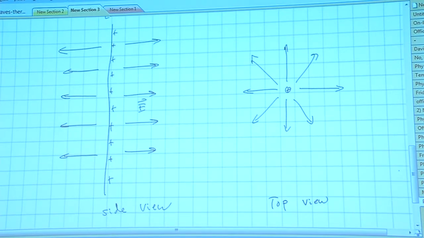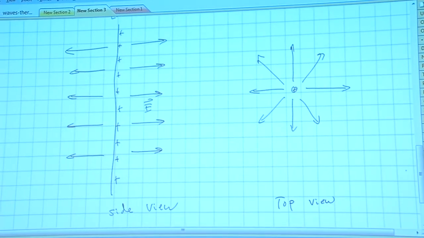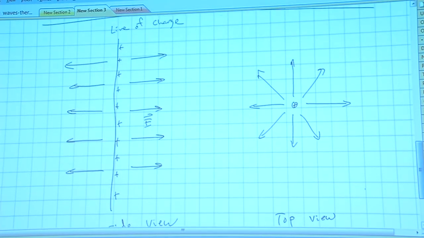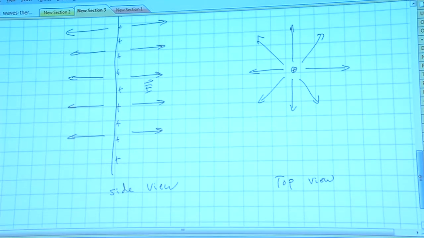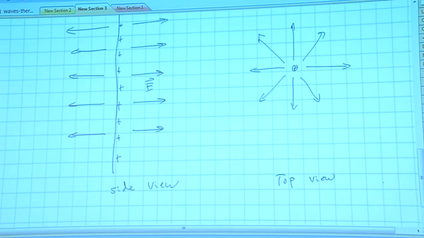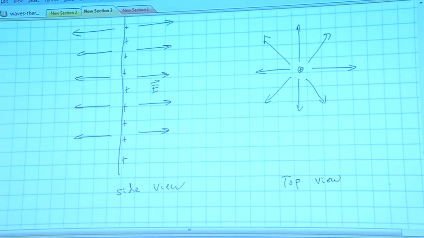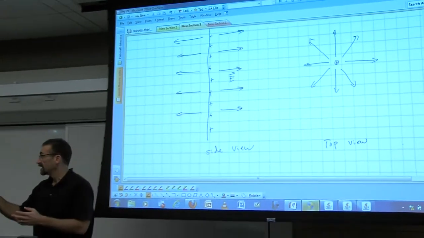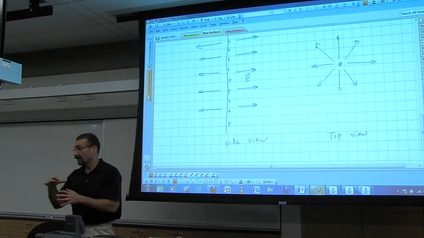So looking down from the top on that long line of charge, we see the electric field coming out radially all around. And looking from the side at that long line of charge, we see parallel electric field lines coming out in each direction. So this is sort of a cylindrical symmetry here, right? That's the shape we would choose for Gauss's law, because we want the electric field on our Gaussian surface.